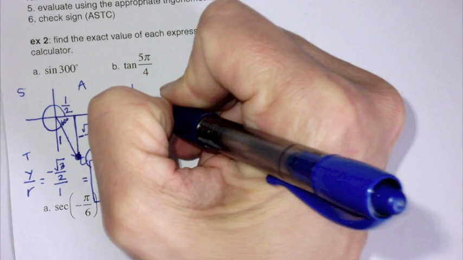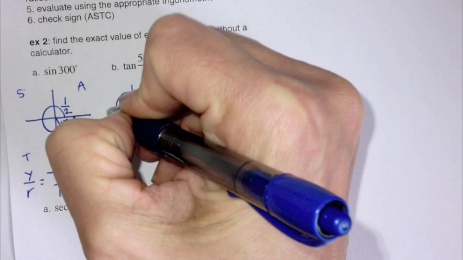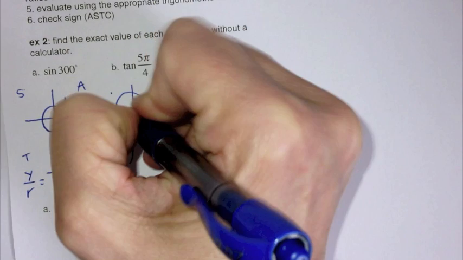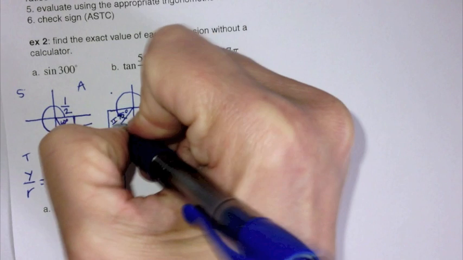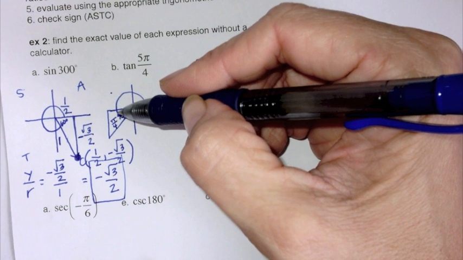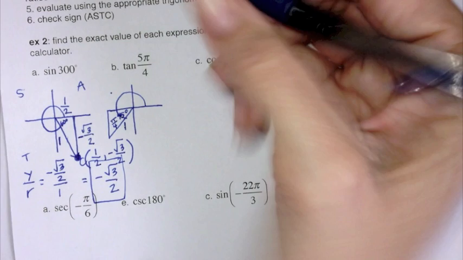Tangent of 5 pi over 4, that's 1 1/4 of pi. That's going to bisect quadrant 3. The reference angle is going to be 45 degrees or pi over 4. If it's the reference angle and I'm not asking you specifically for the reference angle, it's fine to go ahead and convert it back to degrees.